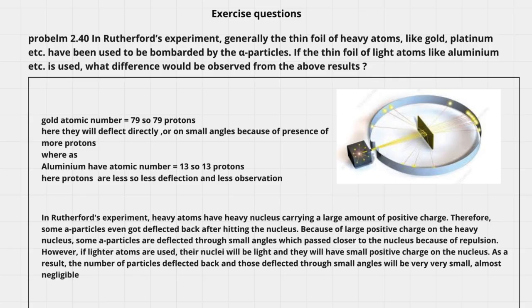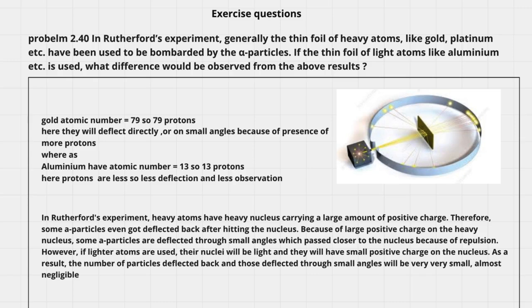Problem 2.40. In Rutherford's experiment, generally the thin foil of heavy atoms, like gold, platinum, etc., have been used to be bombarded by the alpha particles. If the thin foil of light atoms like aluminium, etc., is used, what difference would be observed from the above results?